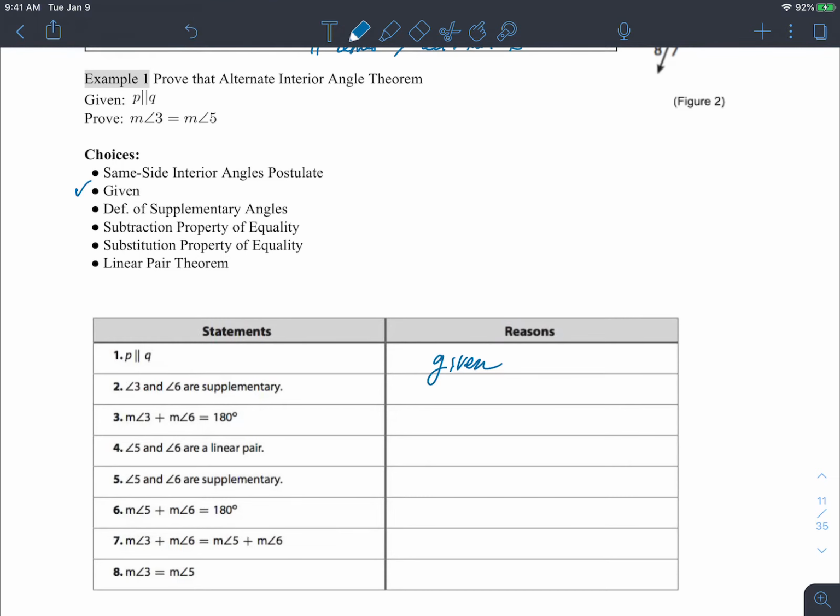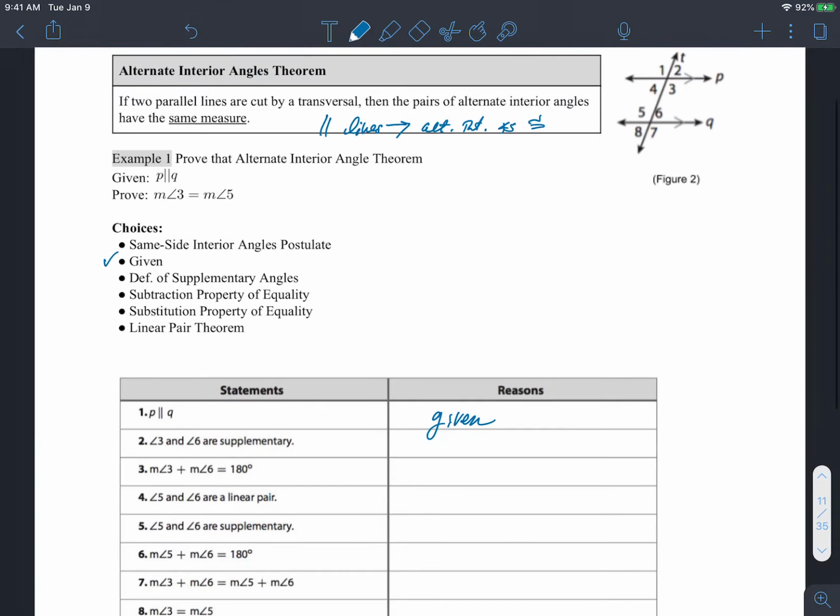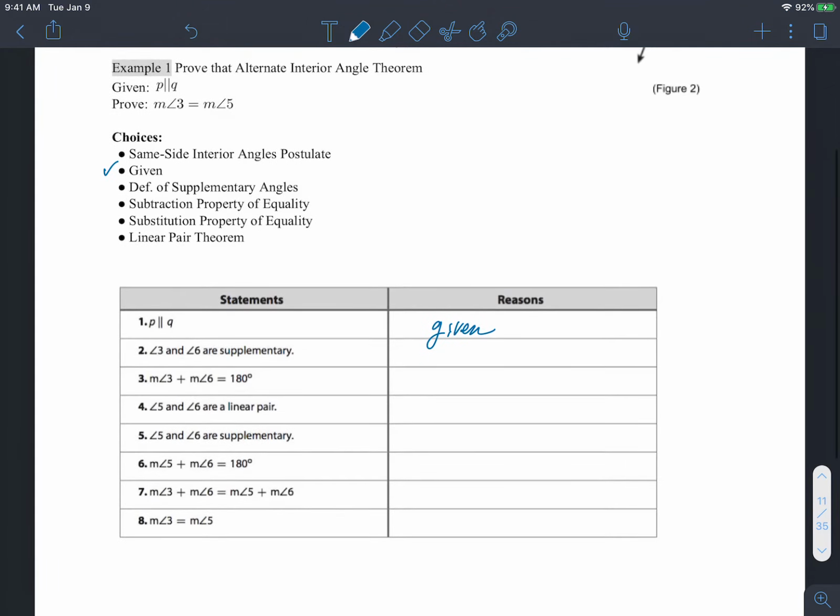So 3 and 6 are supplementary. What is 3 and 6? The same side interior. Oh. Do you have the same thing that I do? Right? It's this one. So you could literally write down same side interior angle postulate.